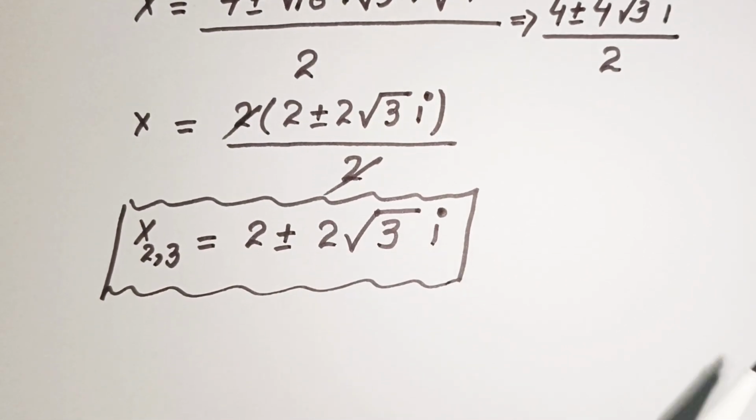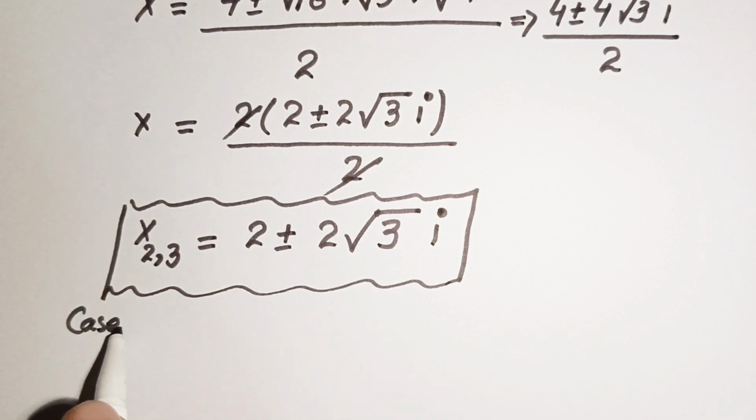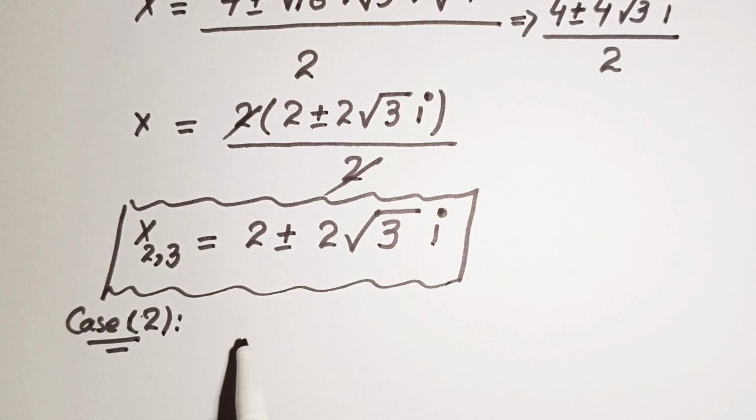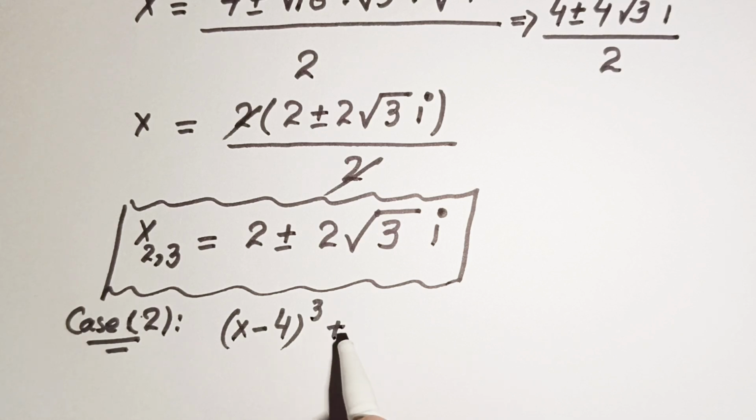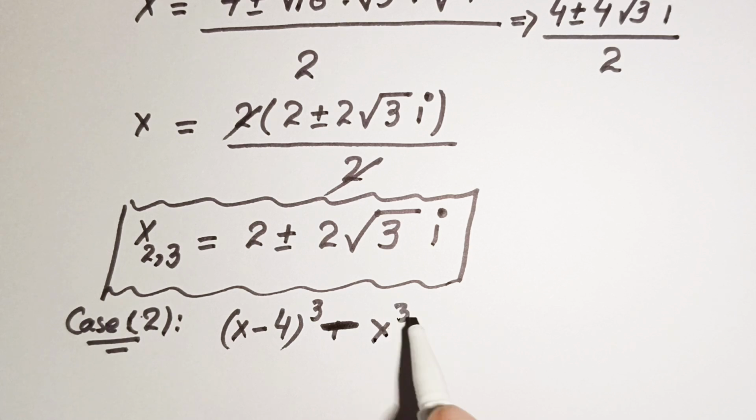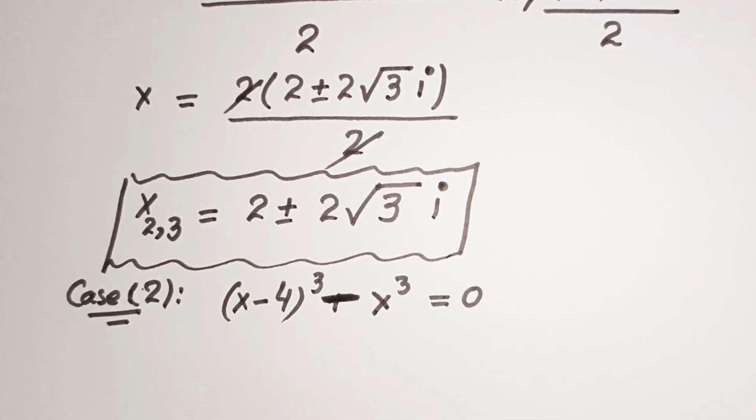Here our case 2 is that (x minus 4) whole cubed, not plus but it is minus x cube is equal to 0. So it is our case number 2.